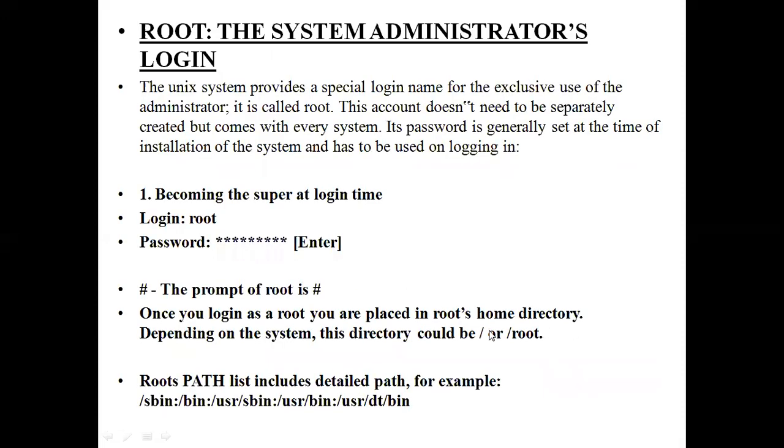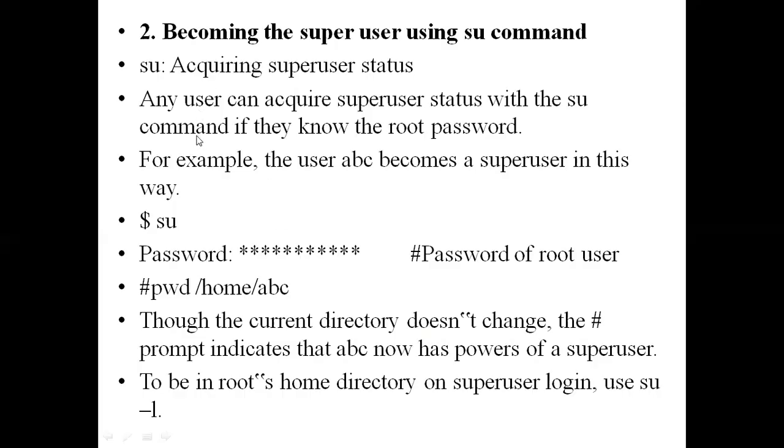So these are the two different ways in which you can become a super user from a normal user. The first way is you need to log into the system by using the login name as root and the corresponding correct password. The second way is from a normal user you can become a super user by using a command called su. Once you give the su command, a normal user can become a super user by entering the correct password of a super user. So this is how you can acquire the super user status by using the su command.